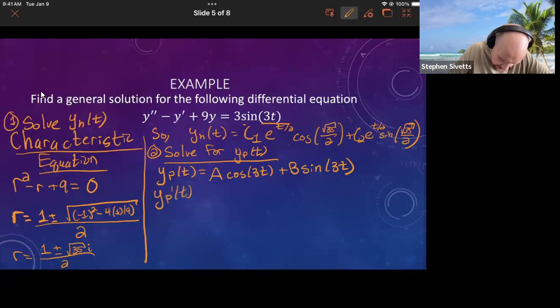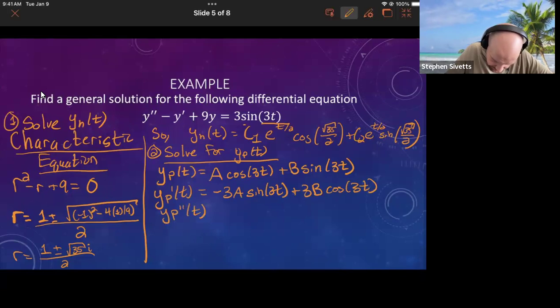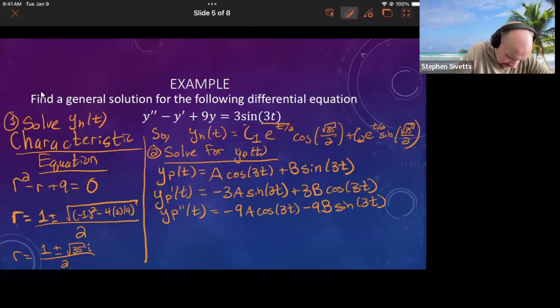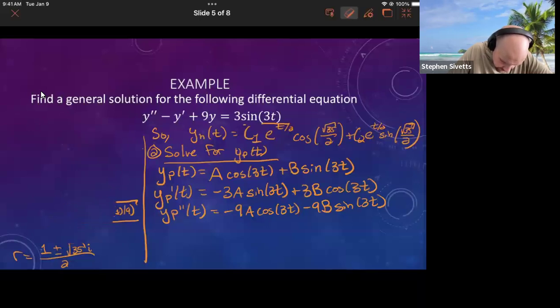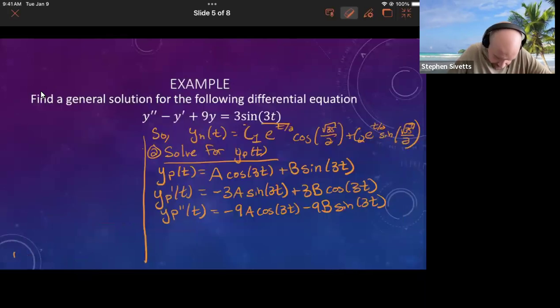So y p prime of t would equal minus 3a times sine 3t plus 3b cosine 3t, and then y p double prime of t would equal minus 9a cosine 3t minus 9b sine 3t. Okay. All right. So we have that.